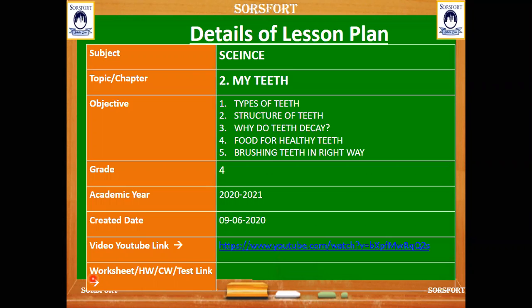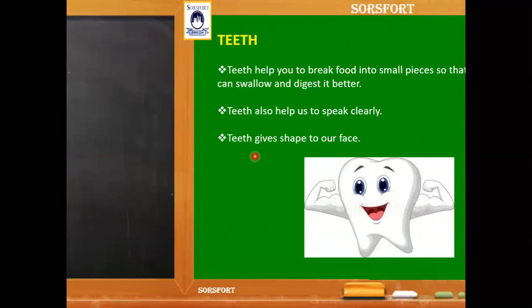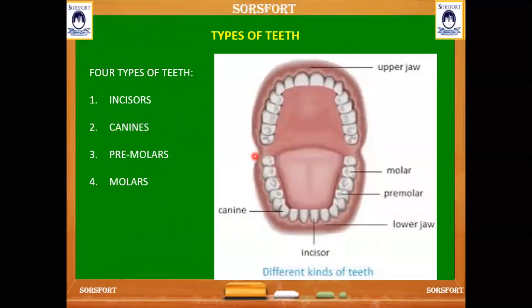And here's the science for grade 4, chapter 2, My Teeth. In the previous video, we have learned about types of teeth. And from this video, we are going to learn about the structure of a tooth, why a tooth decays, food for healthy teeth, and the right way of brushing. Let's start the class.